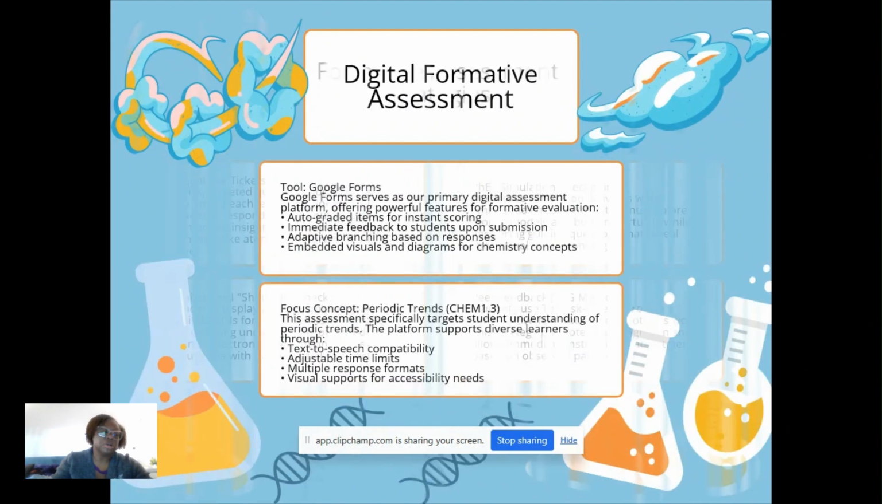So the digital formative assessment, in the Google Forms assessment, the students answer a series of questions, which I went over, aligned to CHEM 1.3. So the form provides immediate feedback. For example, if a student incorrectly identifies which element has a larger atomic radius, the form automatically displays a reteach graphic and a short explanation. So students can revise the answer before moving forward, which promotes mastery and reduces their frustration that they got the answer incorrect.